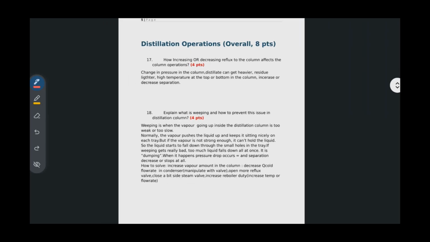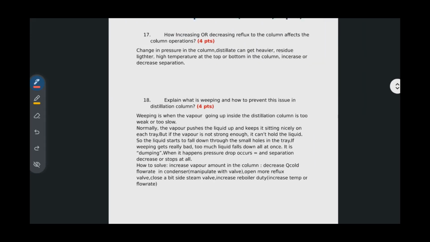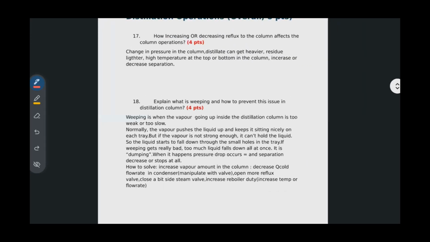Now we'll come to the distillation operations. In the distillation operations, we'll see actually 2, or yes, only 2 questions. The first question: how does increasing or decreasing reflux to the column affect the column operations? Increasing reflux, in general, improves the separation and product purity. But always keep in mind that increasing reflux will also increase your energy costs. The next one, decreasing reflux, will reduce your energy use, but it will unfortunately worsen your separation performance, and it may cause off-spec products as well.